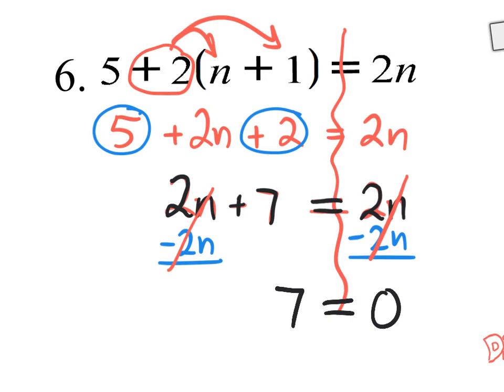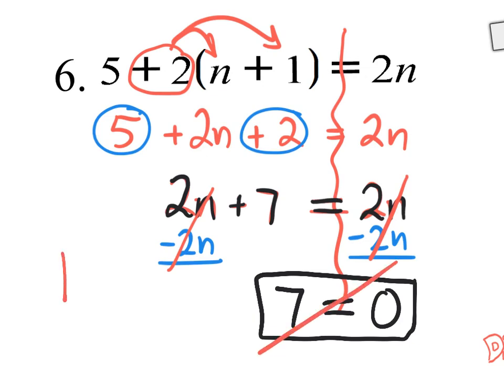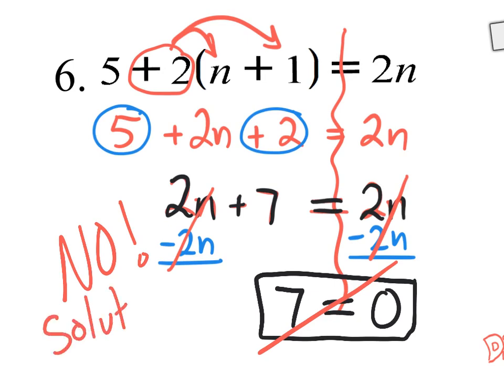So I know you might be freaking out, thinking, wait a minute, 7 is not equal to 0. That's impossible. Exactly, 7 cannot be 0. So what do we say? We say no. Well, you don't just say no, that'd be weird. You have to say no solution. This is your correct answer.